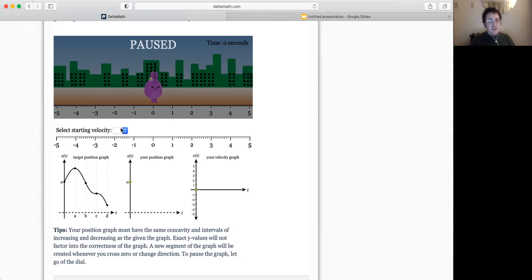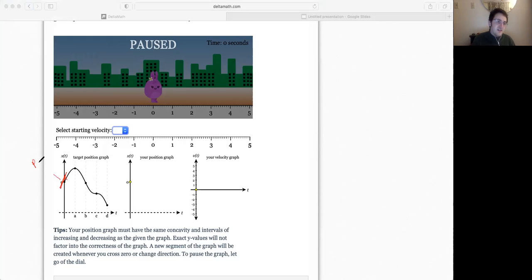The first thing that you're going to do is think about the target starting velocity. What we notice when we look at target velocity and starting velocity is we want to look at the tangent line here. And what I notice is that it has a positive tangent line at t equals 0.